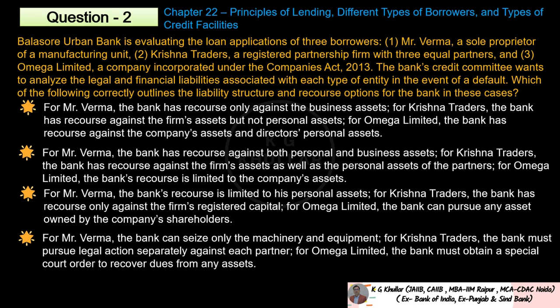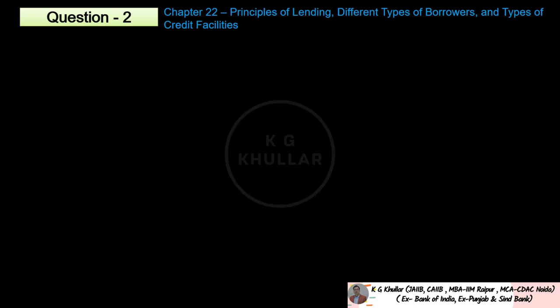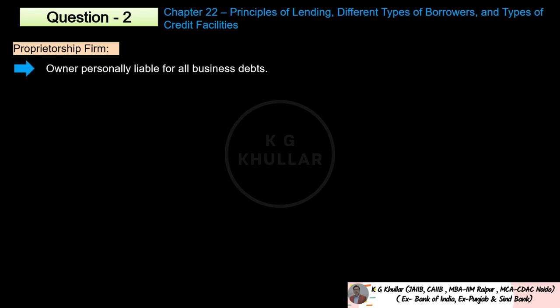Now friends, please note, when lending to different business entities, the extent of liability and recourse available to the lender varies significantly depending on the legal structure of the borrower. First, in case of proprietorship firm, the owner, that is proprietor, is personally liable for all business debts. And there is no distinction between business assets and owner's personal assets.